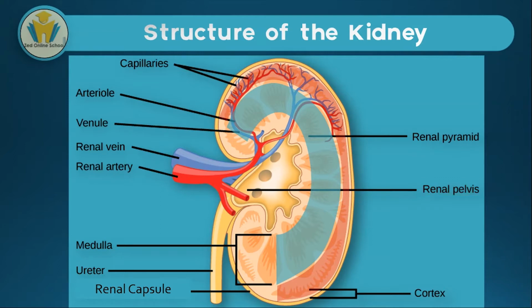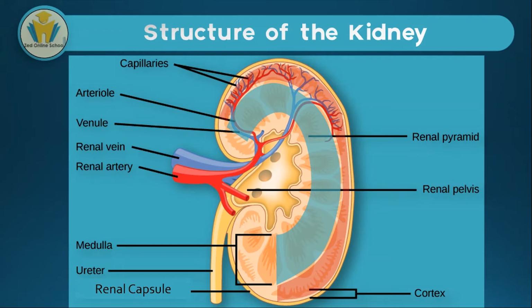Of course, there are other parts like the capillaries, the arteriole, the venule, but these are just small parts. The arterioles are just branches of the renal artery. The venules are just branches of the renal vein. The capillaries are further branches of the arterioles and the venules. This is where blood gets into the nephron and out of the nephron.